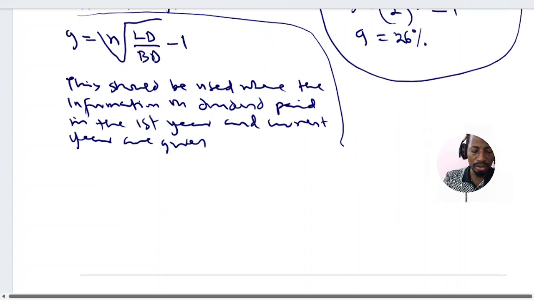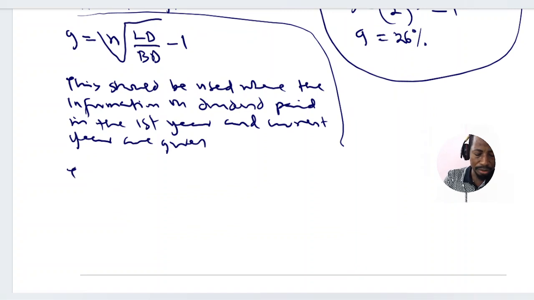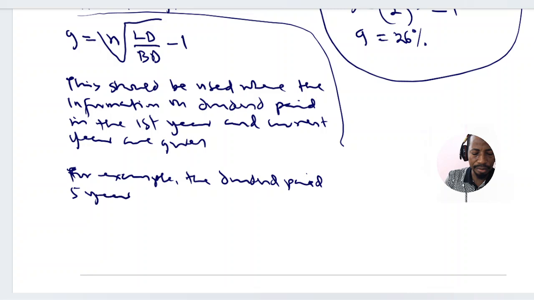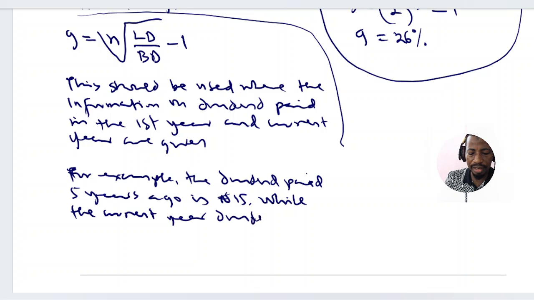So you may be told, for example, that the dividend paid 5 years ago is 15 naira, while the current year dividend is 18 naira.